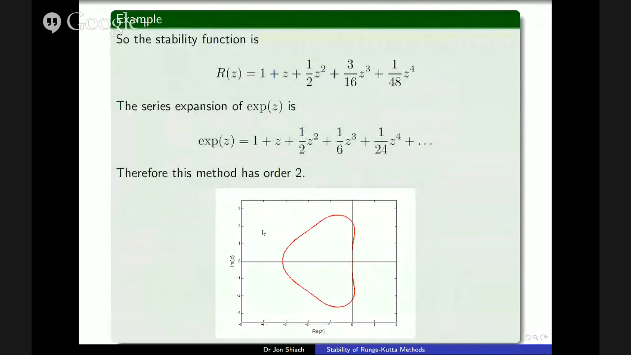Okay, so this is our stability function for our method. This is the exponential function expanded. These agree up until the second order term. Anything higher, they don't agree. So this method is a second order method. Even though it's four stages, it's only a second order method. And if you plot the region of absolute stability, this is the plot you get. That's very easy to do in MATLAB. I'll show you how you do that now.